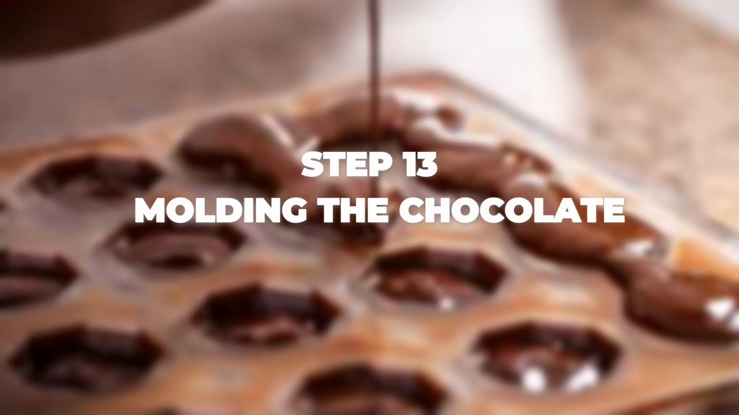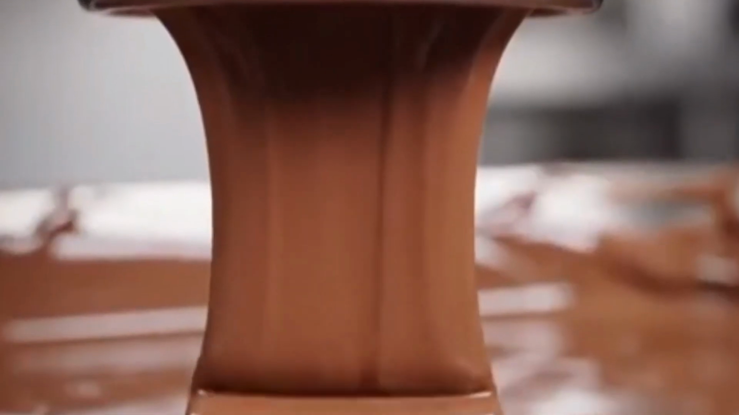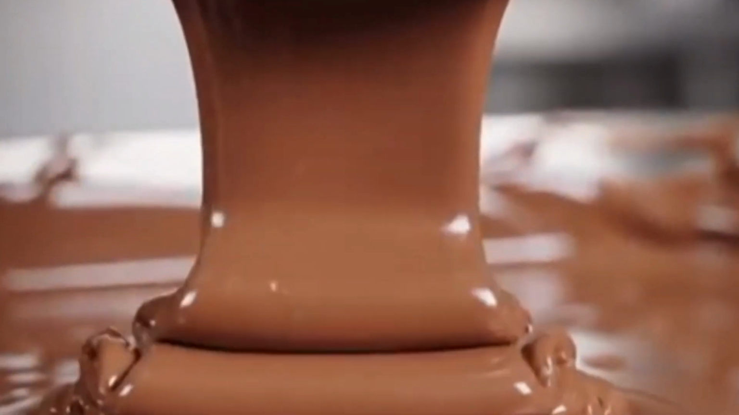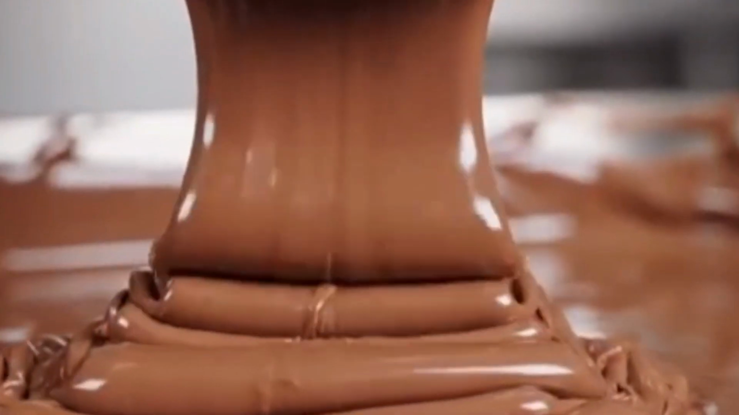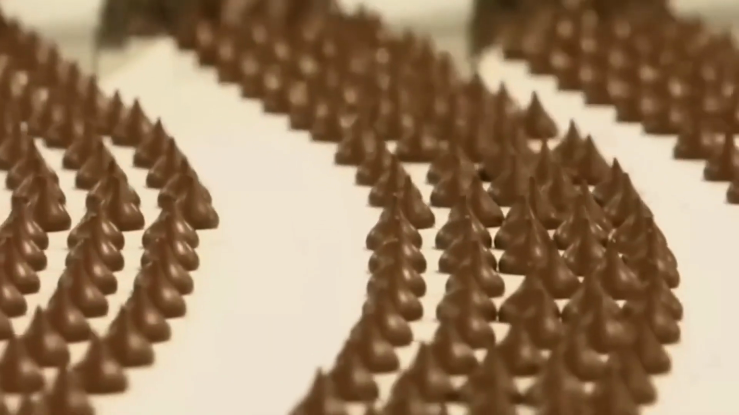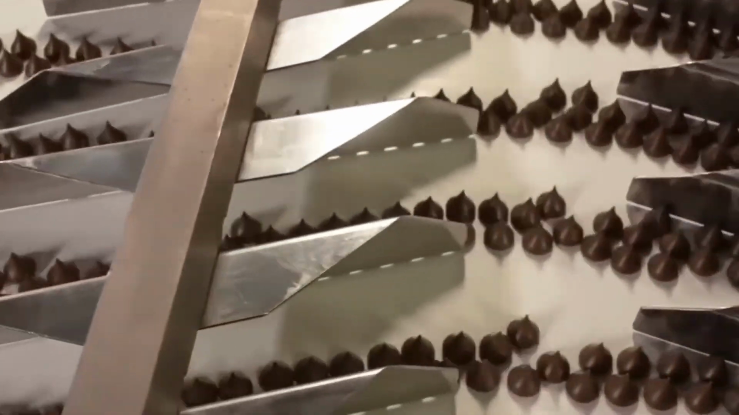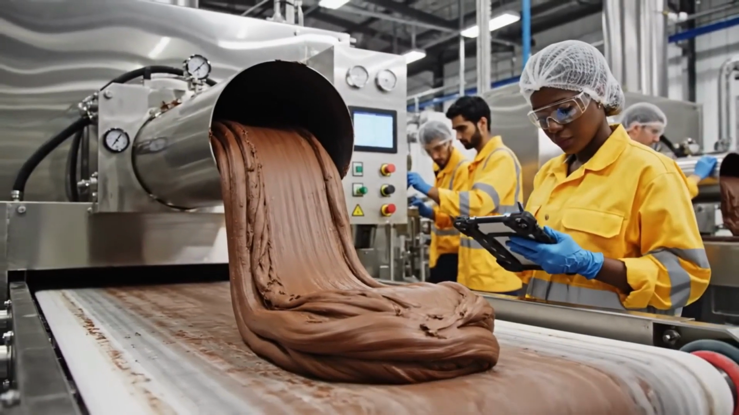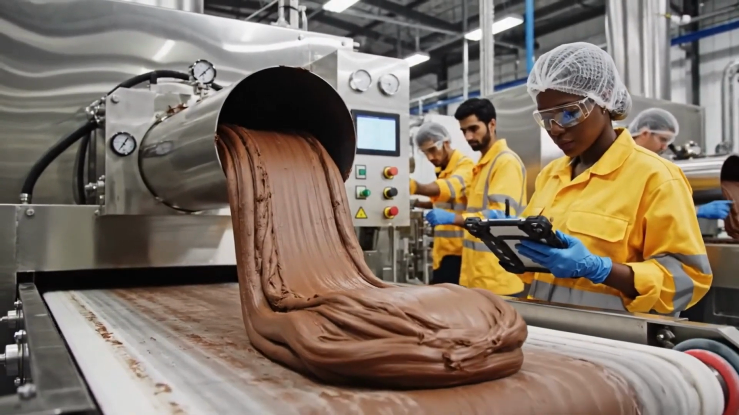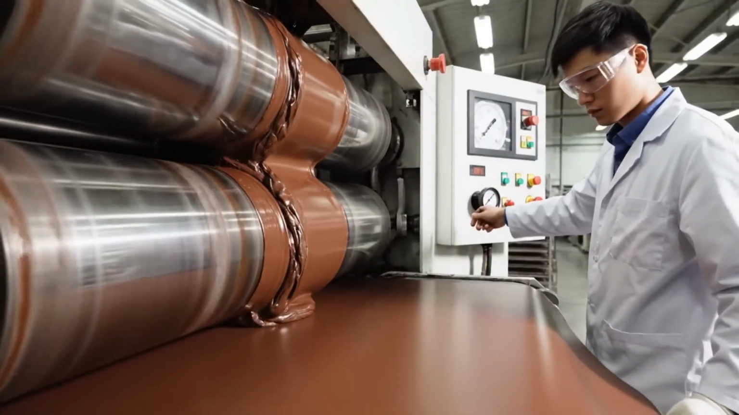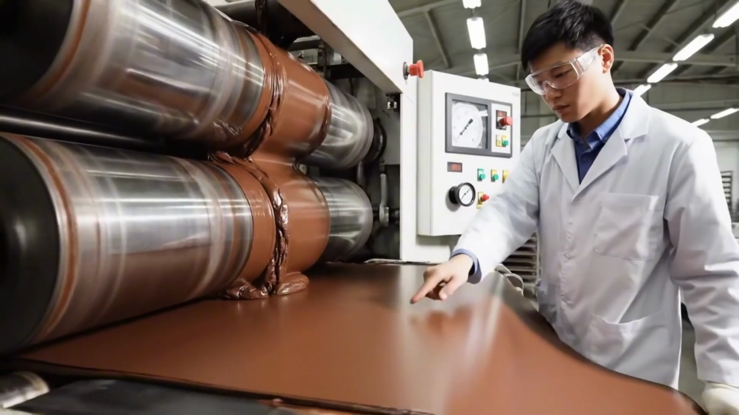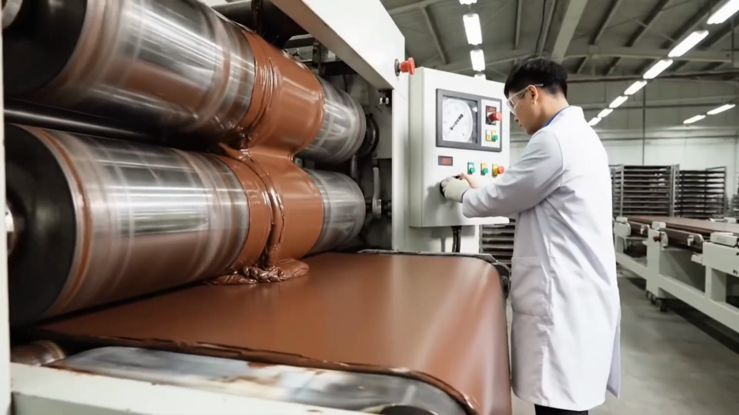Step 13. Molding the chocolate. After tempering, the liquid chocolate is poured into special molds. These molds can create different shapes, such as bars, cubes, or other chocolate designs. Machines fill each mold with the exact amount of chocolate. Then the molds move through vibration systems that remove any air bubbles trapped inside the chocolate.